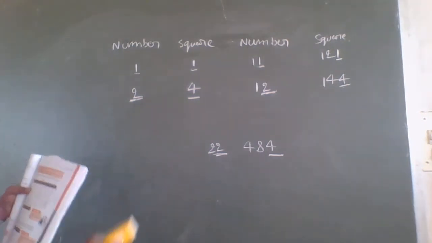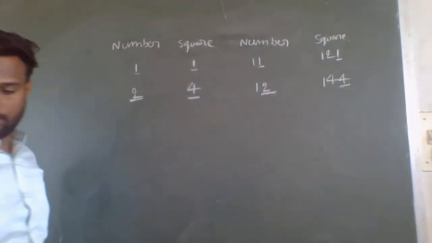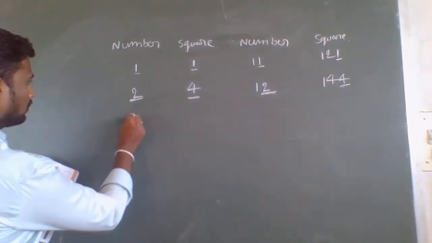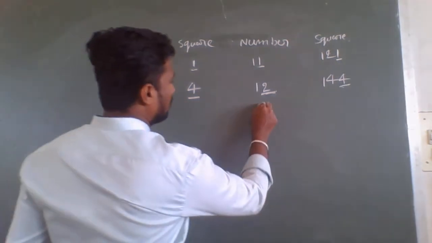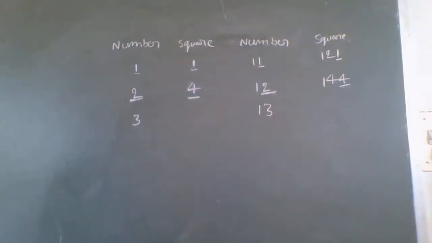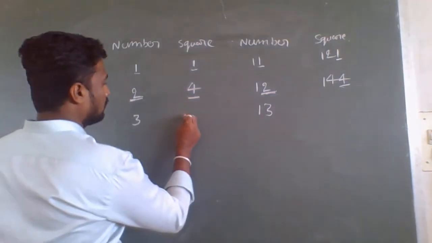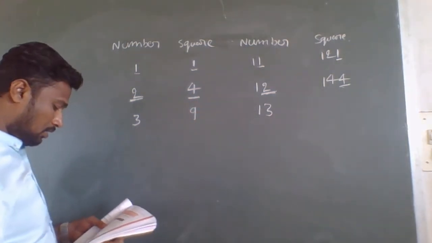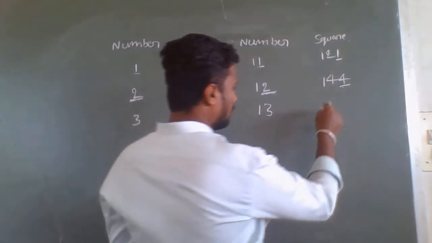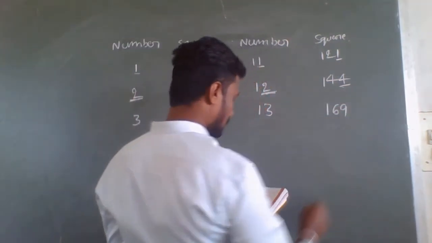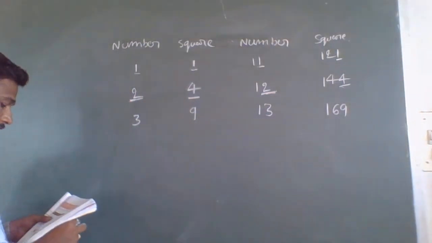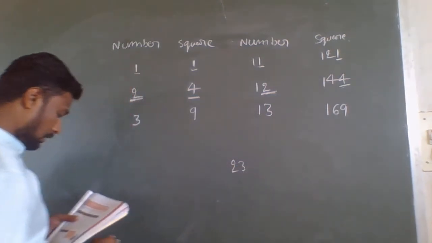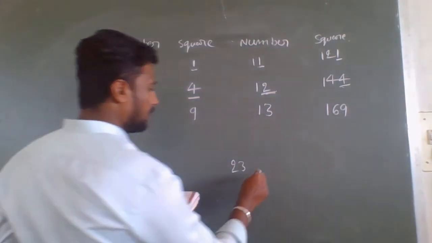Clear? So now I will consider 3. 3, 13. So 3, 13, what will you get? Square of 3 means 3 into 3, 9. And square of 13 is 13 into 13, 169. And again in the third column what we have given? 23. The square of 23 is 529.